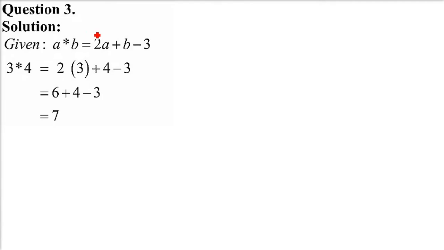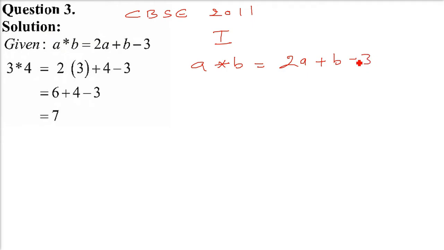Now question number 3. The important thing is that this has already come in CBSE 2011, so it can come for 1 or 2 marks. Let star be a binary operation on the set I of integers. Normally we write Z, but here they are giving it as I. Defined by a star b equals 2a plus b minus 3. Find the value of 3 star 4.